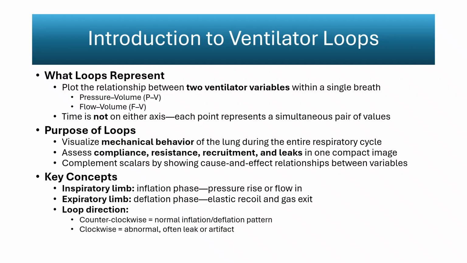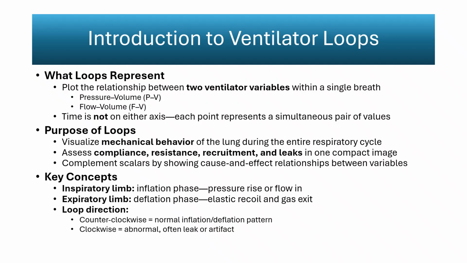The expiratory phase traces the return path as elastic recoil pushes gas out of the lung. The inspiratory and expiratory limbs together form a closed figure when the breath begins and ends at the same baseline. The purpose of loops is to provide a compact view of overall mechanical behavior. The slope and curvature of the inspiratory limb reflect how easily the lung accepts volume as pressure rises. The shape of the expiratory limb reflects how smoothly the lung empties. Because the entire breath cycle is shown in one image, loops make it easier to appreciate compliance, resistance, alveolar recruitment, and the presence of leak.